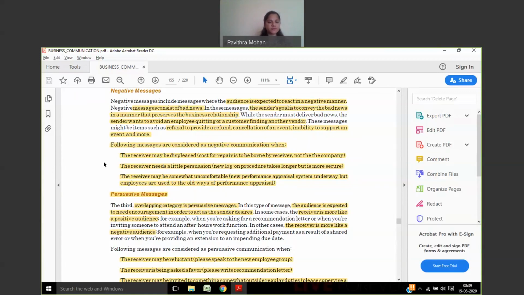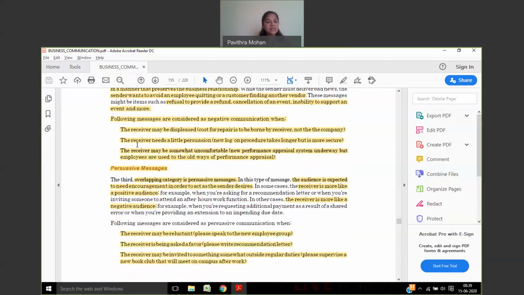So what happens here? The receiver may be displeased. For example, the cost for repair is to be borne by the receiver, not by the company. That is considered a negative message. Or the receiver needs a little persuasion.